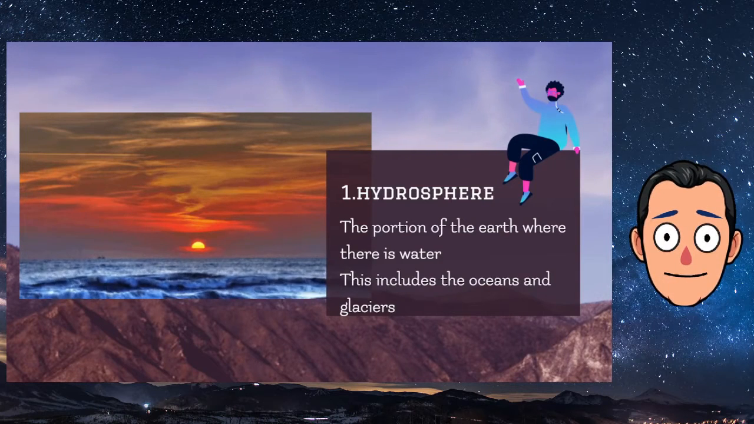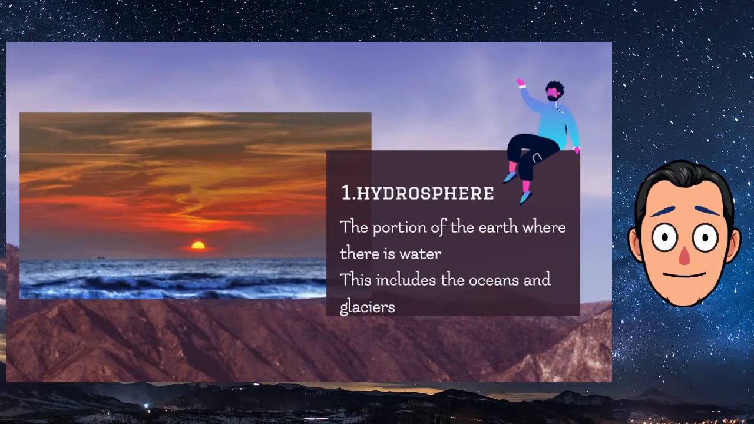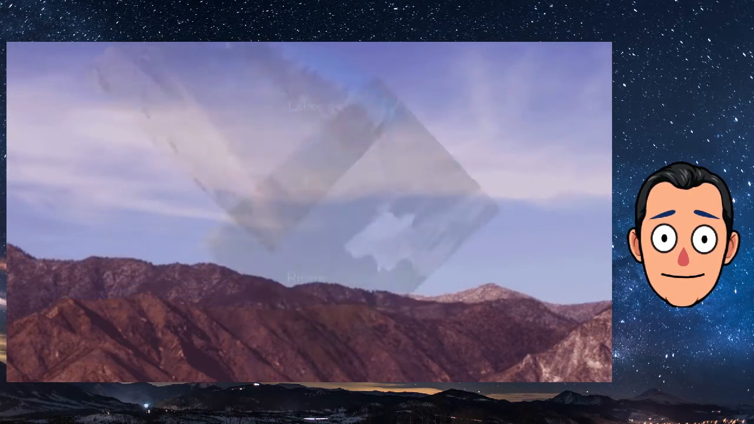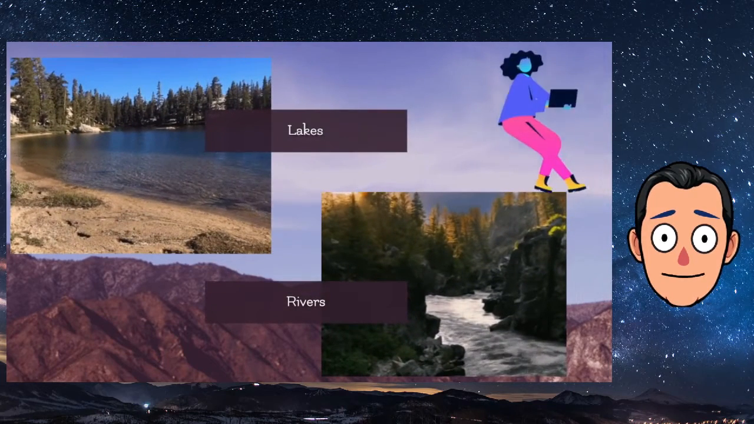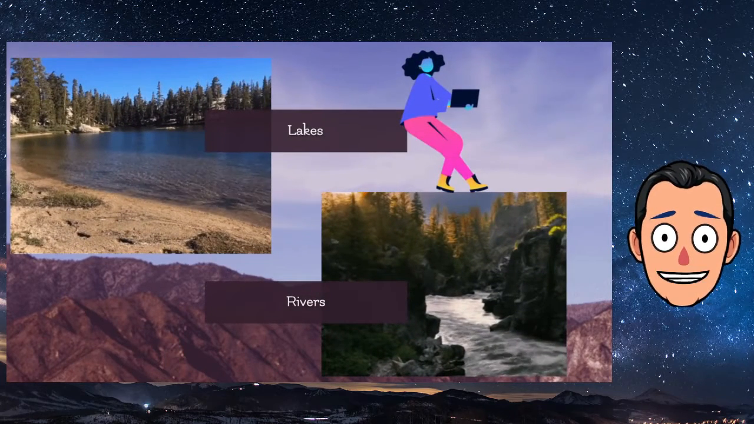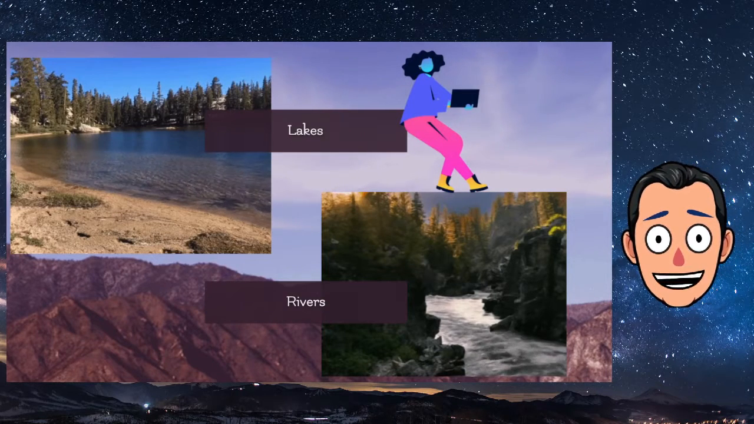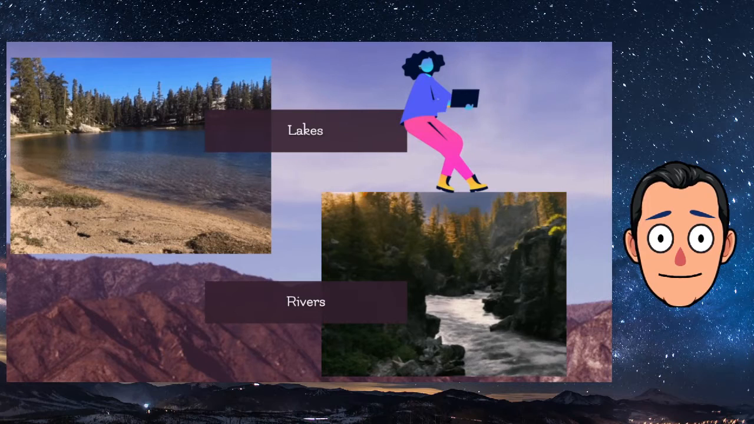The hydrosphere. The hydrosphere is the portion of the Earth where there is water. This includes the oceans and glaciers. The hydrosphere also includes freshwater bodies like lakes, rivers, and also waterfalls.